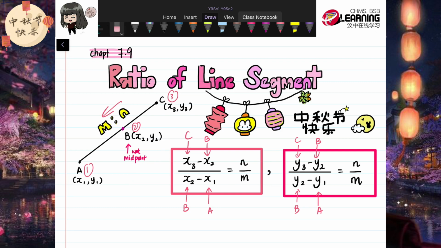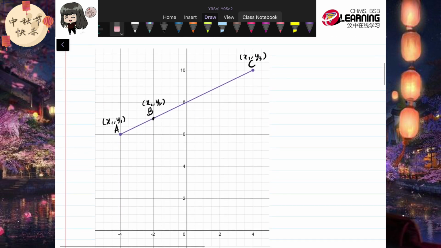Okay, so remember that if we start from the third one, and then when we minus this x2 over this x2 minus this x1, it will be n over m. Okay, I'll explain to you where this formula comes from. Okay, let's look at this.